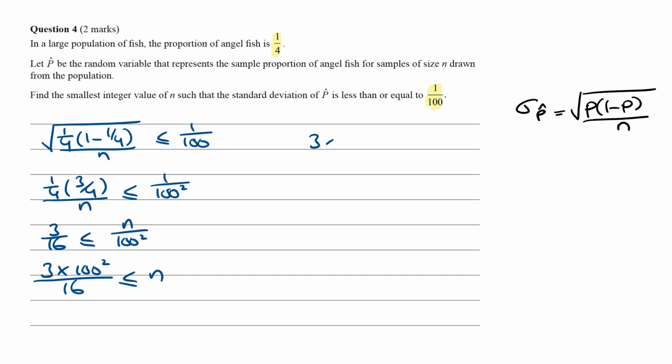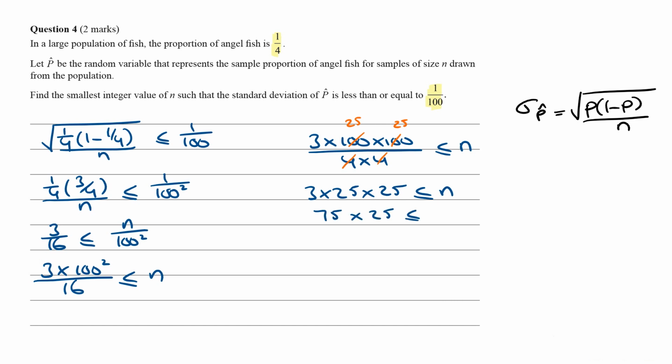And so we've got 3 times 100 over 4 times 4 is less than or equal to n. And so this will cancel out with this. We've got 25. This will cancel out with this, and we're going to have 25. And so we're going to have 3 times 25 times 25 is less than or equal to n. 3 times 25 is 75. So this is going to be 75 times 25 is less than or equal to n.